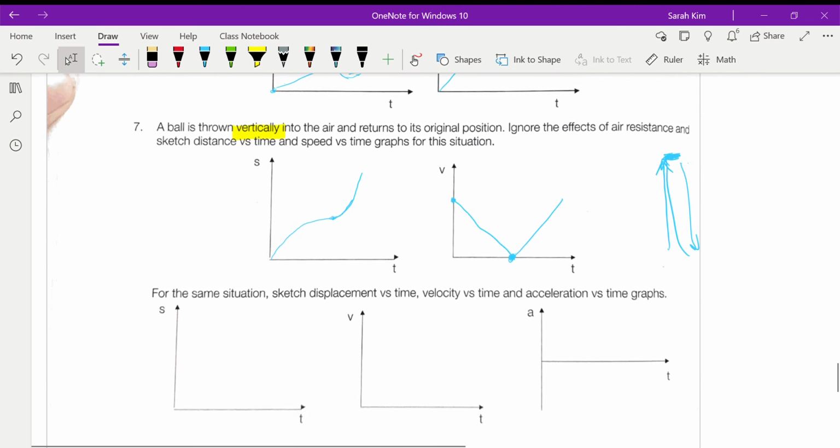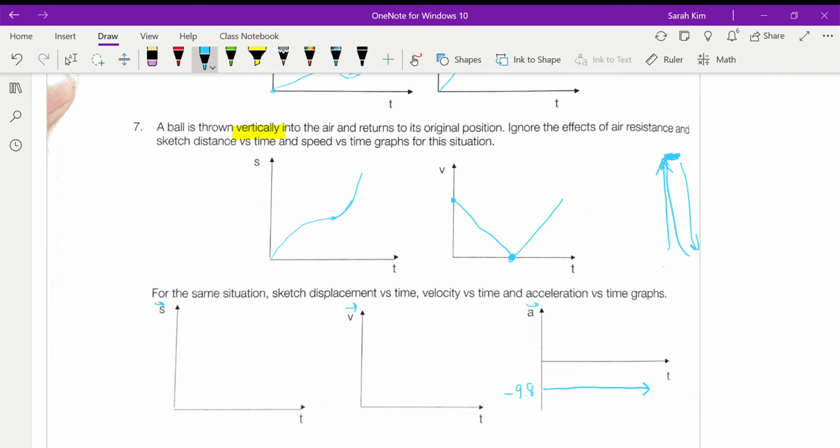Now for the same situation, sketch the displacement graph, the velocity graph, and the acceleration graph. Well, that's easy. Acceleration, I'm going to start with that one. That is going to be negative 9.8, so it's just going to be a straight line at negative 9.8. You can put a little negative 9.8 if you wish to.